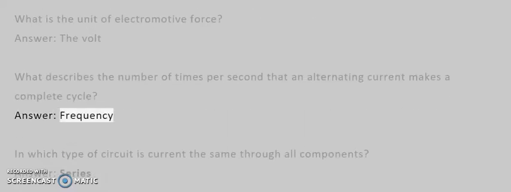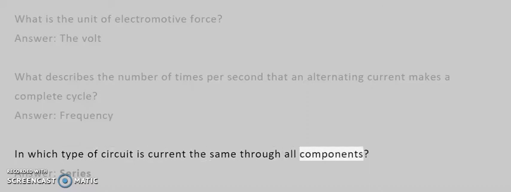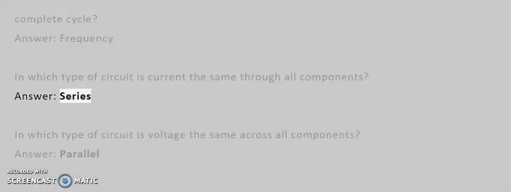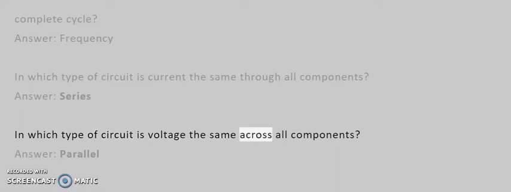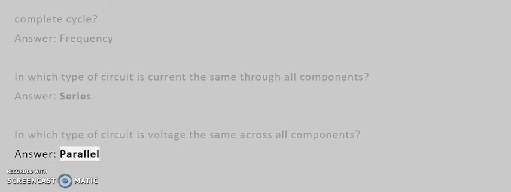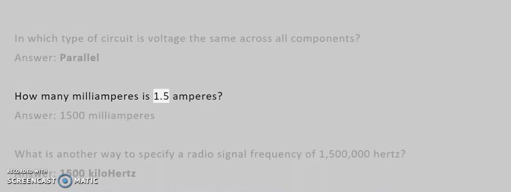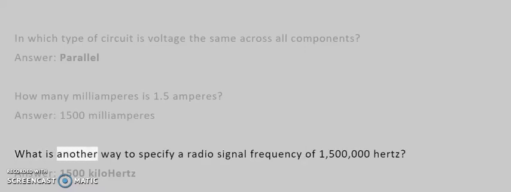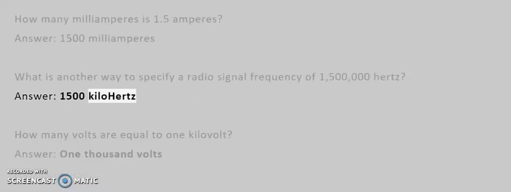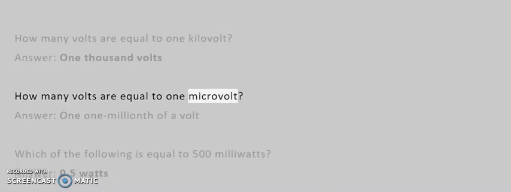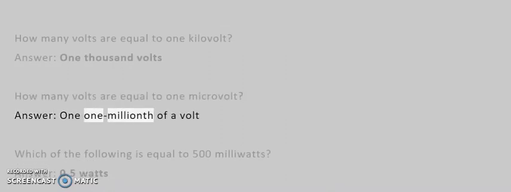Answer, frequency. In which type of circuit is current the same through all components? Answer, series. In which type of circuit is voltage the same across all components? Answer, parallel. How many milliamperes is 1.5 amperes? Answer, 1500 milliamperes. What is another way to specify a radio signal frequency of 1,500,000 Hz? Answer, 1500 kHz. How many volts are equal to 1 kilovolt? Answer, 1000 volts. How many volts are equal to 1 microvolt? Answer, 1/1,000,000th of a volt.